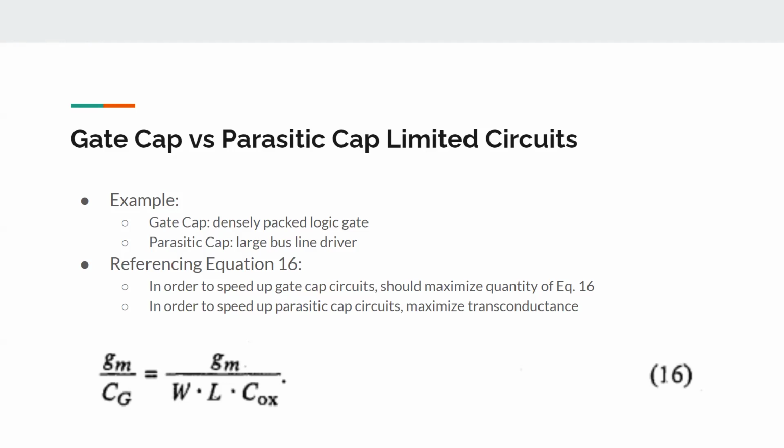In order to change the circuit performance, we want to look at equation 16. In the case of gate capacitance limited circuits, if we want to speed up the circuit, we should maximize the quantity of equation 16. If we want to speed up a parasitic capacitance limited circuit, we want to maximize the transconductance, which is the gm variable in the numerator of both sides of equation 16.